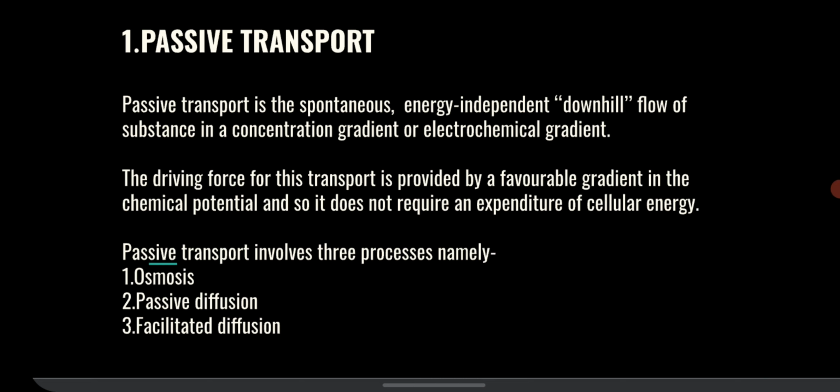Passive transport. Passive transport is the spontaneous, energy independent downhill flow of substance in a concentration gradient or electrochemical gradient. The driving force for this transport is provided by a favorable gradient in the chemical potential, and so it does not require an expenditure of cellular energy. Passive transport involves three processes, namely osmosis, passive diffusion, and facilitated diffusion.